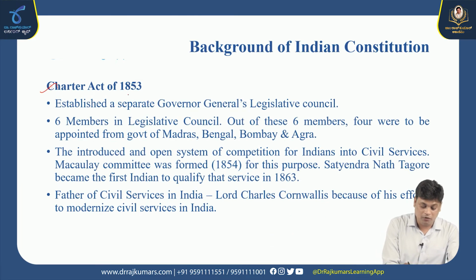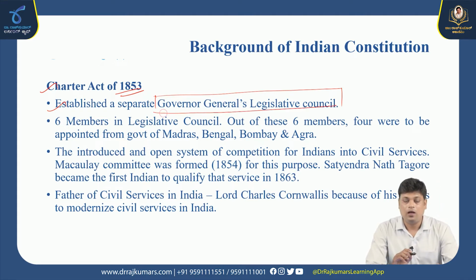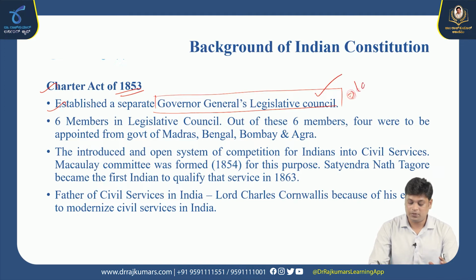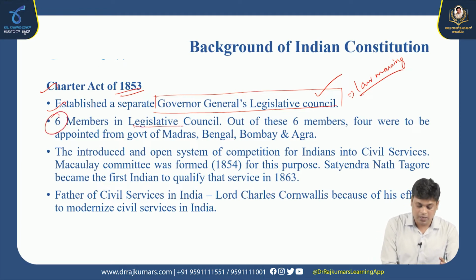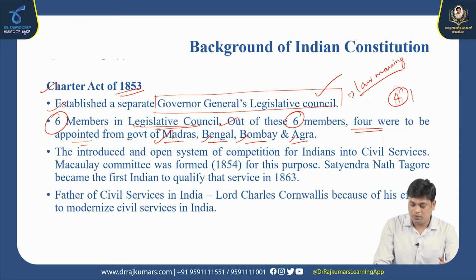Next, the Charter Act of 1853, which established a separate Governor General's Legislative Council. Each Governor General used to have their own Legislative Council for the purpose of lawmaking. There were 6 members in the Legislative Council. Out of the 6 members, 4 were to be Indians, particularly representatives of Madras, Bengal, Bombay and Agra, all these 4 presidencies.